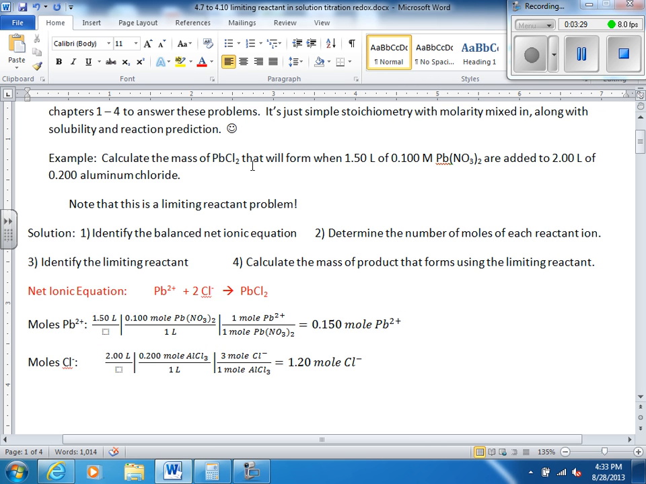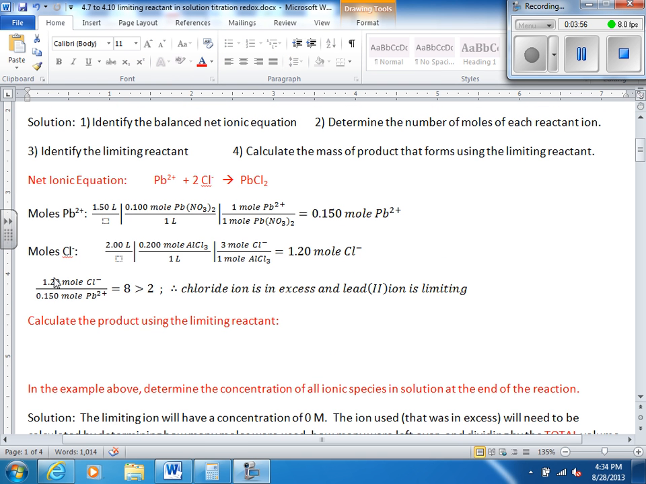Now we have to figure out the limiting reactant. We can use our stoichiometric ratios. I like to start with the larger value, so I would use 1.2 moles chloride over the 0.15 moles of lead 2, and it'll give me a number. If that number is larger than the ratio of 2 to 1, then I know I have more chloride than I need. So let's see. You should pause this and try it yourself.